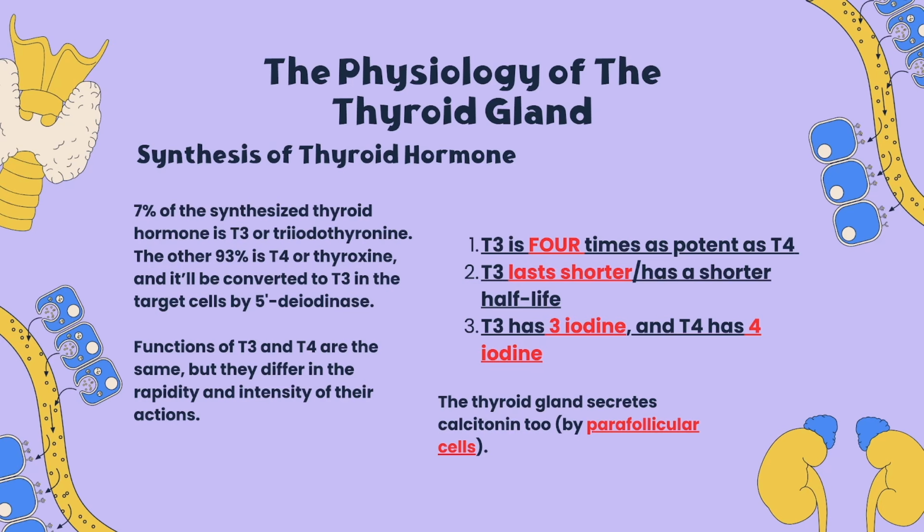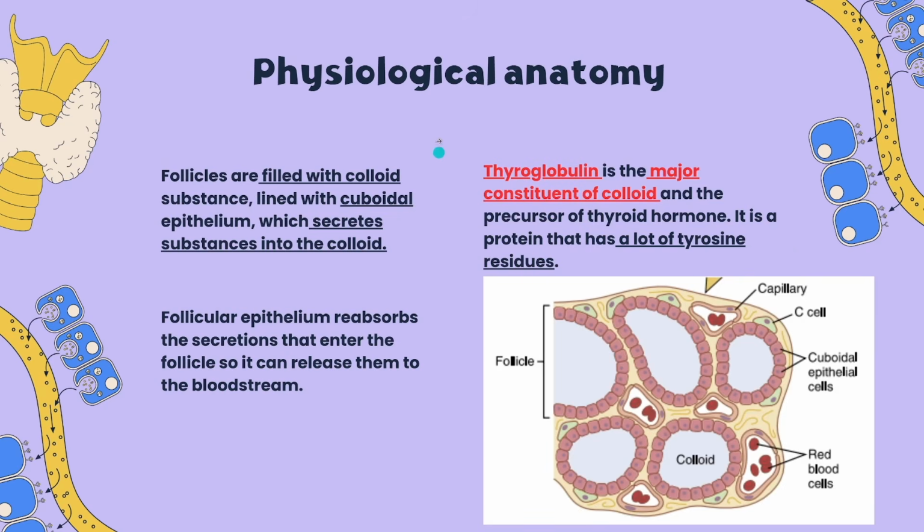It is secreted by the parafollicular cells, not by the follicular cells. Our main focus is going to be follicular cells. But I believe Khaled mentioned the parafollicular cells. So, parafollicular cells, they're the ones that secrete calcitonin. Now, Khaled already talked to you about the physiological anatomy, or just the anatomy.